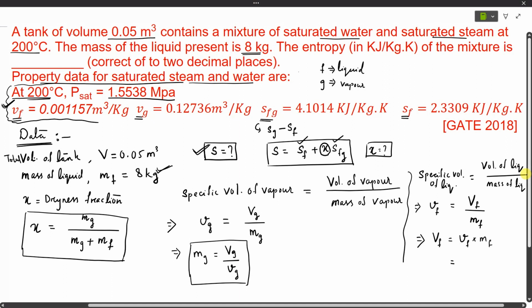Let's substitute it: 0.001157 meter cube per kg into mf is given, that is 8 kg. If you solve this, we get Vf as 9.256 into 10 to the power minus 3 meter cube. So this is the magnitude of Vf.